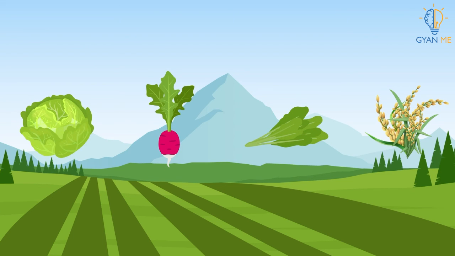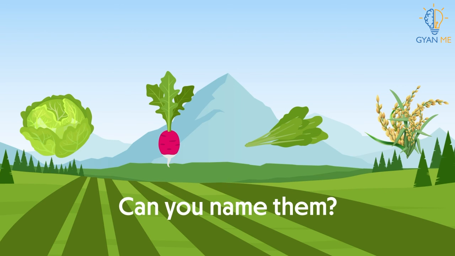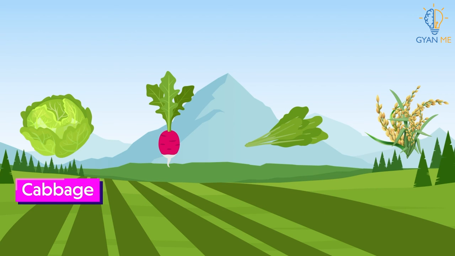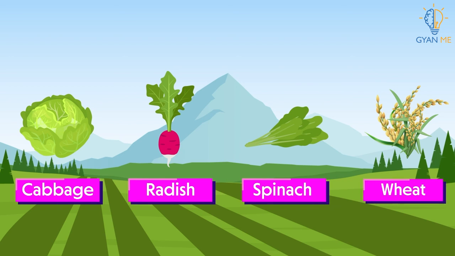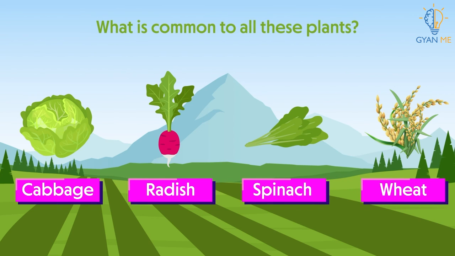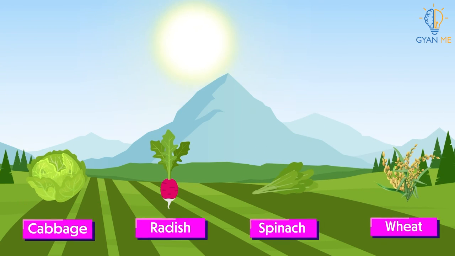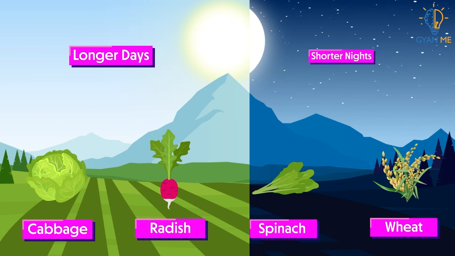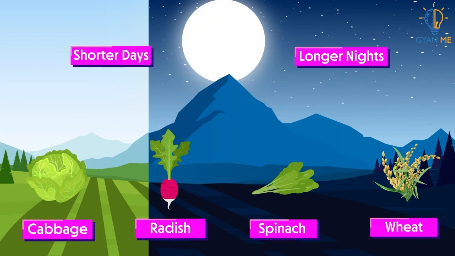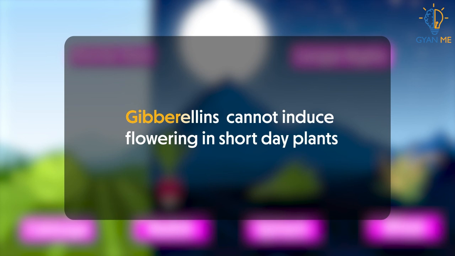Observe these plants on your screen. Can you name them? Yes, they are cabbage, radish, spinach and wheat. What is common to all these plants? These plants are long day plants. That is, they require longer days and shorter nights for flowering. Do you know, if we apply gibberellins to these long day plants, the flowers bloom even when the days are shorter. But note that gibberellins cannot induce flowering in short day plants.